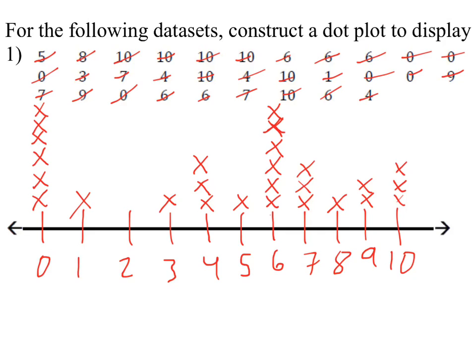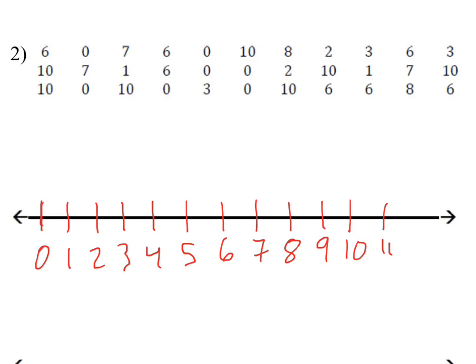Make sure your x's match up, and that one has to have one more. And so there's your dot plot. You can put dots, or you can put the x's, whatever you need to on your dot plot.